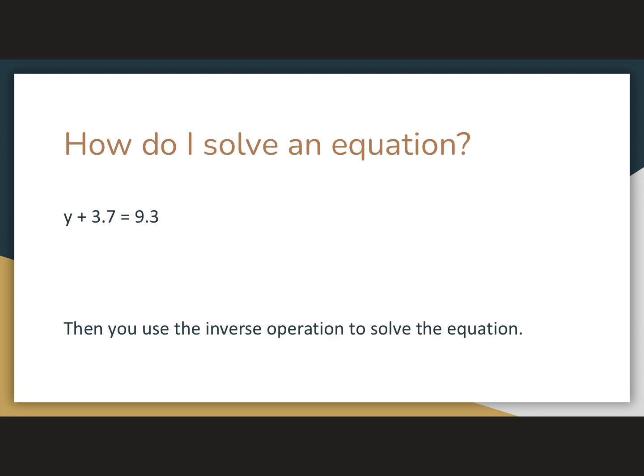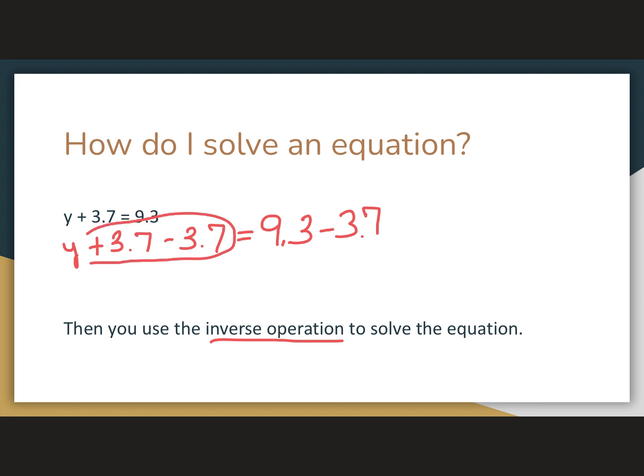So now we use the inverse operation to solve the equation. So I'm going to subtract 3.7 from both sides. So I have y plus 3.7 minus 3.7 equals 9.3 minus 3.7. We have to do the same thing on both sides of the equation. So over here, that's going to go away and I'll be left with y.